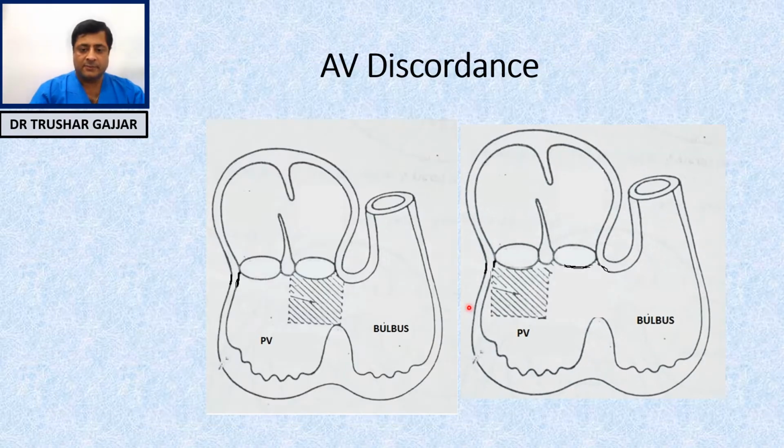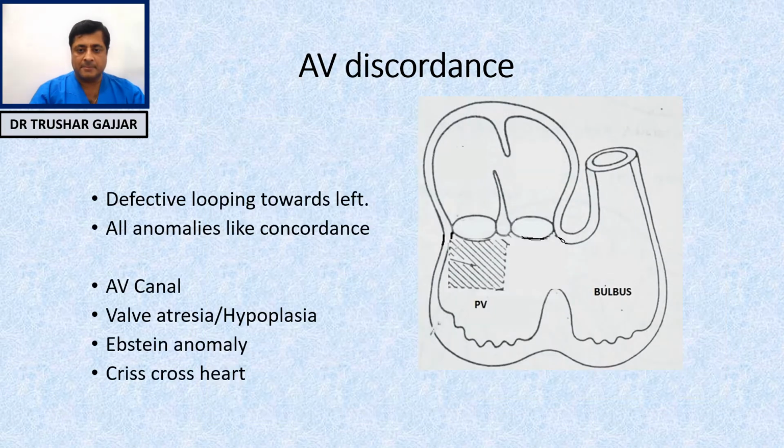But if the atrial development is like a normal development of atria, where the right atrium will develop on this side and the left atrium will develop on this side, then it will lead to the formation of what is called AV discordance. That means the right atrium will get committed to the primitive ventricle and the left atrium will get committed to the bulbus. So this portion will move towards this side and will lead to the discordant connection. Same thing happens if there is a D-looping also, where the discordant connection can come.